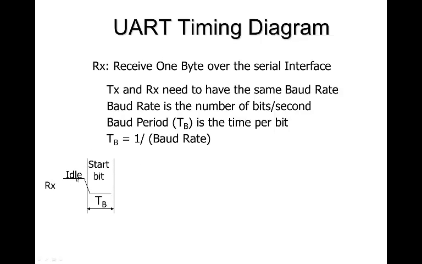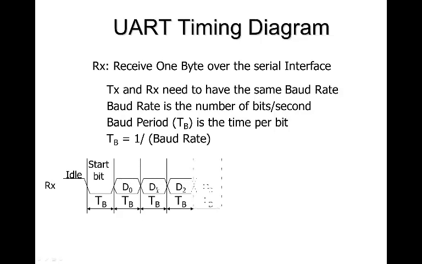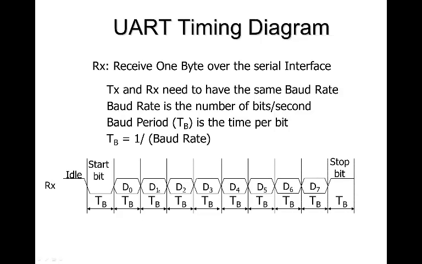We idle high. Then the start bit is low by definition, and that's low for one baud period. And then we have the bits. D0 here could be a 0 or 1, so it could be either high or low, similar with D1, D2, D3, D4, D5, D6, and D7. Then there's a stop bit, so it has to stay high for one baud period. And then you could start this again. You could have another start bit after this.